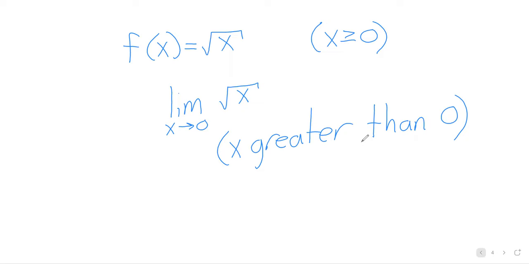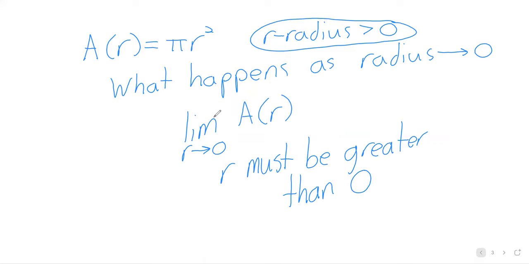Here, x is approaching zero, but x can't be negative. So x has to be greater than zero. So to make x be greater than zero, rather than take a limit, we take a right-hand limit. Here, switching our variable, r is approaching zero, but r has to be positive. r has to be greater than zero. So to make r be greater than zero, we can take a right-hand limit.